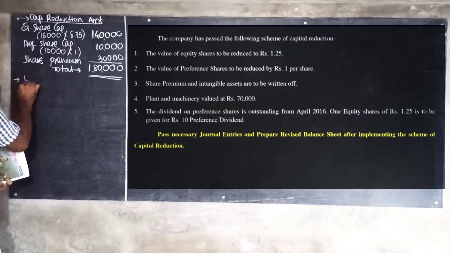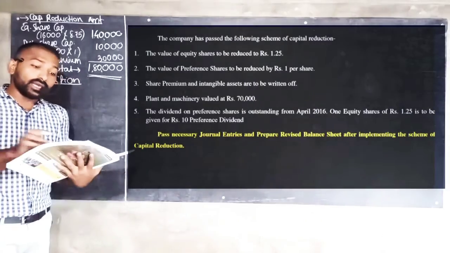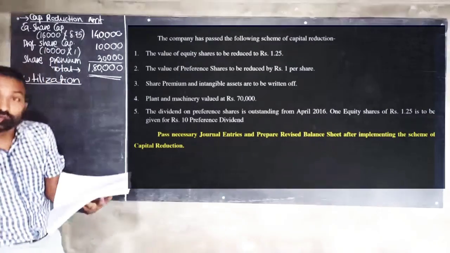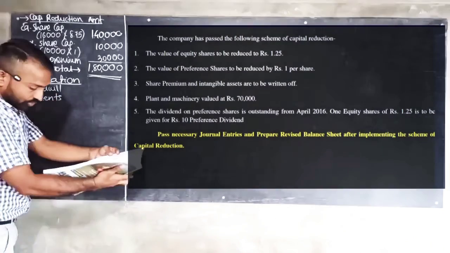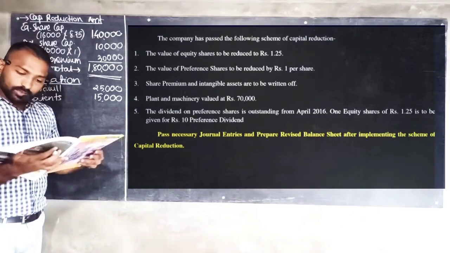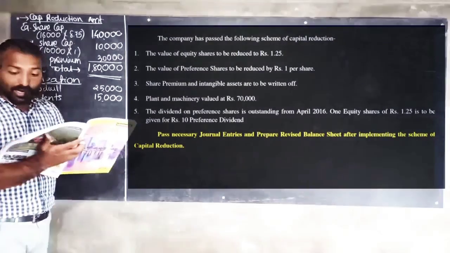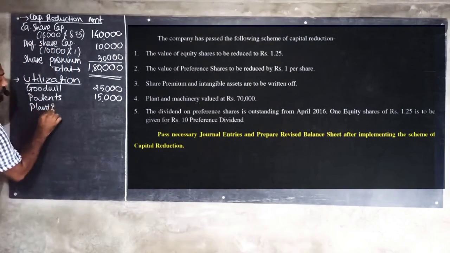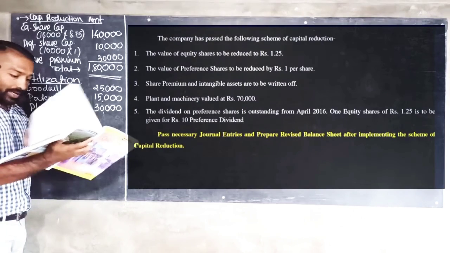Clear? Second step is utilization. In utilization, what is given in the example? Intangible assets. Look at the point number 3. Intangible assets are to be written off. Intangible assets, we have goodwill and patent. So there is a reduction in goodwill and patent. Goodwill amounted to rupees 25,000. Patents 15,000. Done. Moving further, plant and machinery valued at rupees 70,000. Now see, my dear student, the previous value of plant and machinery is 1 lakh, and the new value is given at 70,000. So reduction in plant and machinery is 30,000. Clear?